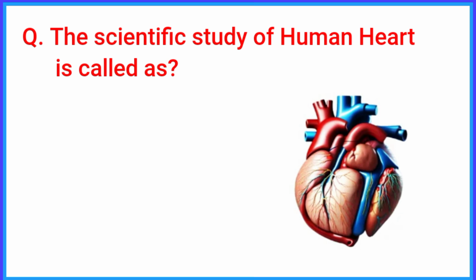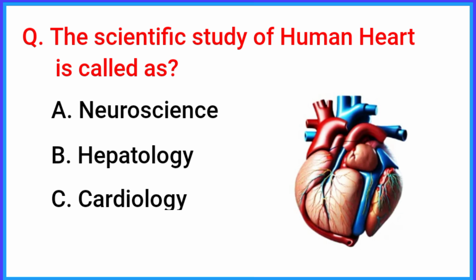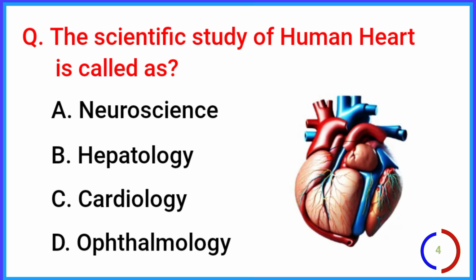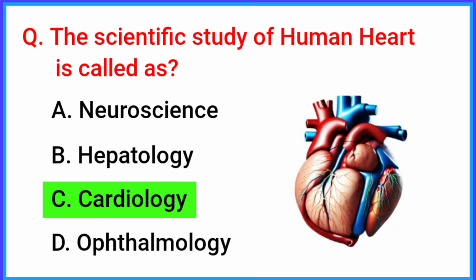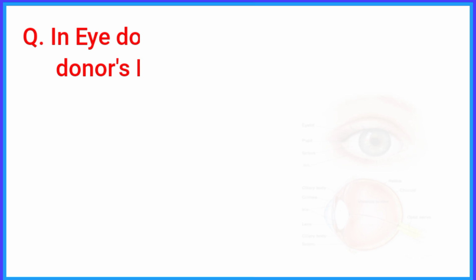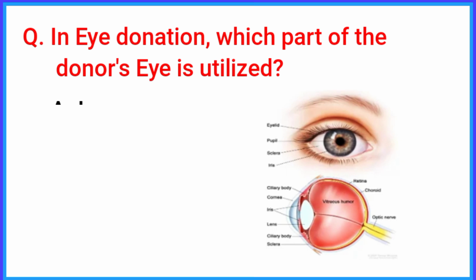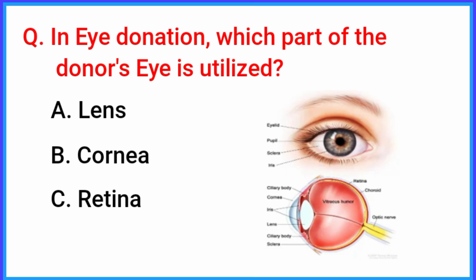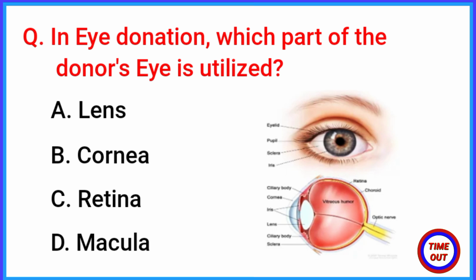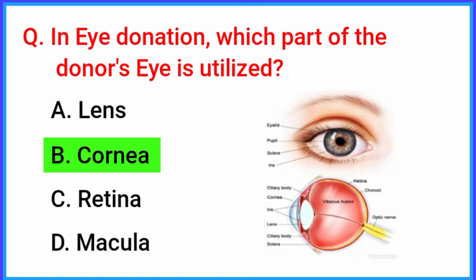The scientific study of human heart is called as. The correct answer is option C, cardiology. In eye donation, which part of the donor's eye is utilized? The correct answer is option B, cornea.